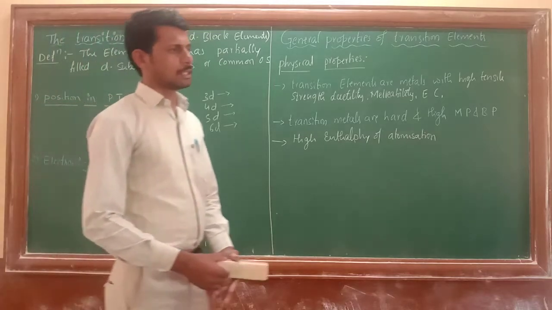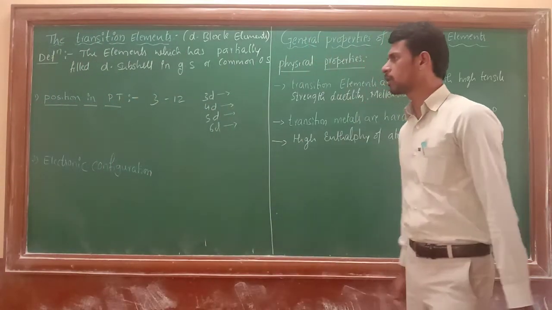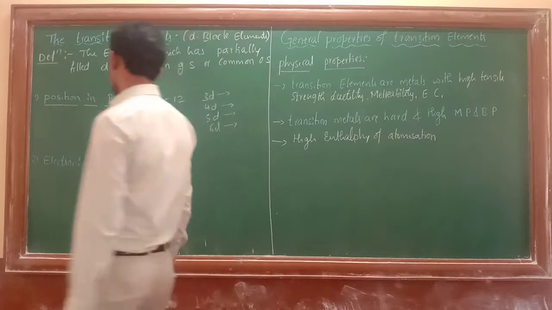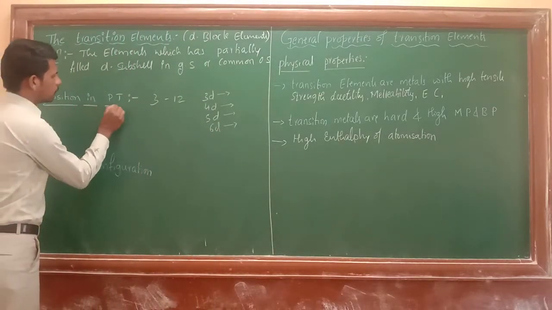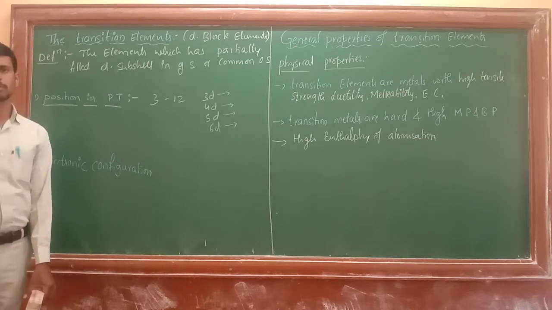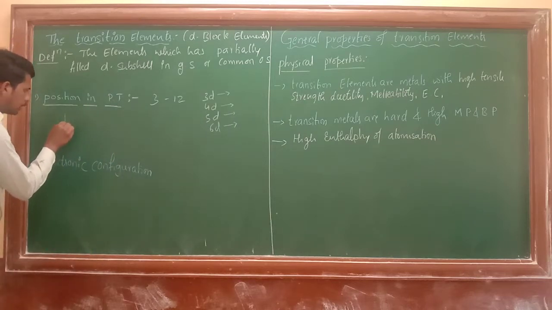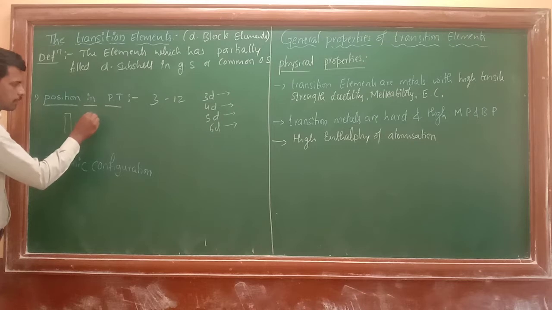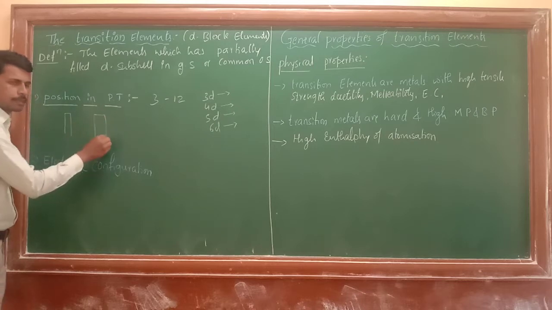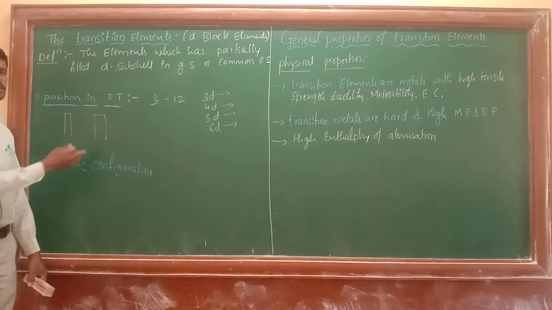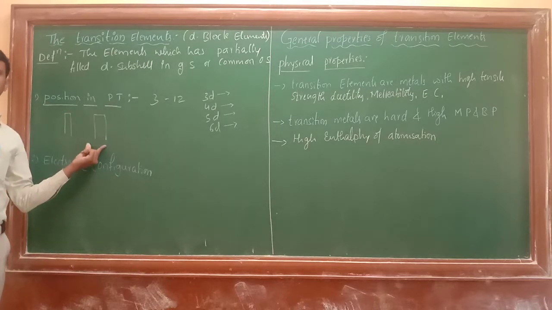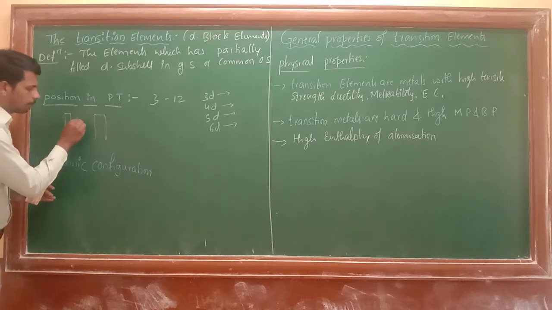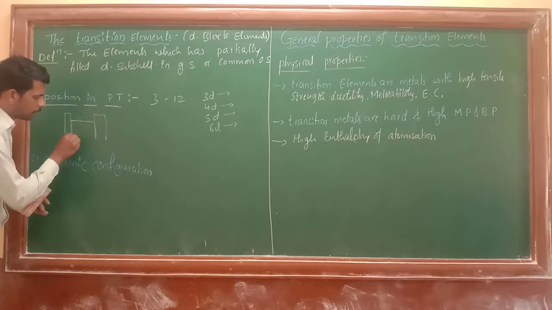Then there is one most important point about the position in the periodic table. The position is in between the S block and the P block. In between the S and P block elements, we place the D block elements.